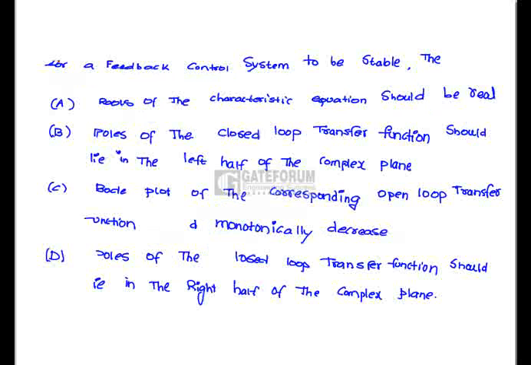The question is, for a feedback control system to be stable. From the explanation point of view, suppose we plot the S-plane, with the j omega axis and the real axis. For the closed loop system to be stable, the roots of the characteristic equation must be in the left half of the S-plane, whether real or complex. If the roots are in the left half of the S-plane, then the system is going to be stable.